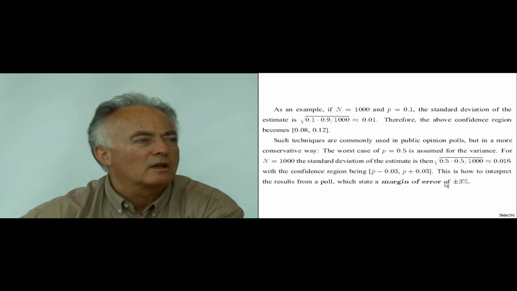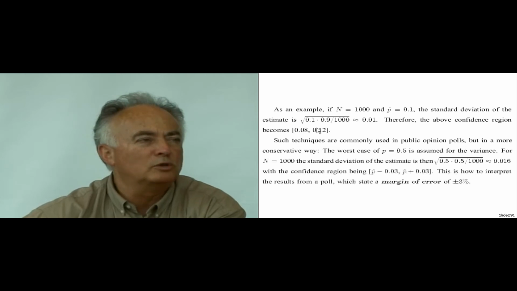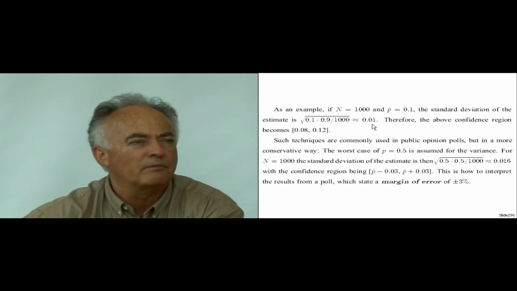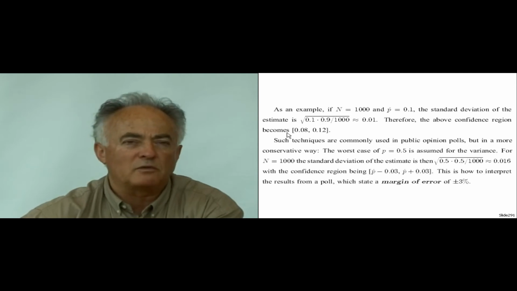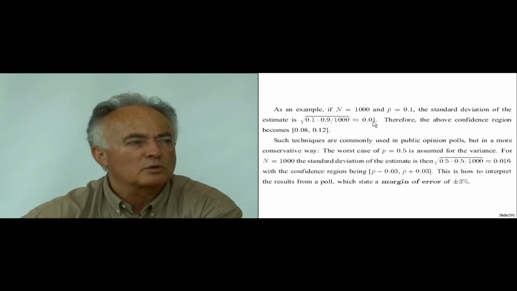So let's look at some numbers. Assume we make 1,000 experiments and p hat came out as 0.1. How good is it? The standard deviation of my estimate, 0.1, will be square root of 0.1 times 1 minus 0.1 over 1,000, which is about 0.01. The 95% confidence region that we talked about is 0.1 plus minus twice 0.01, which is 0.08 to 0.12.